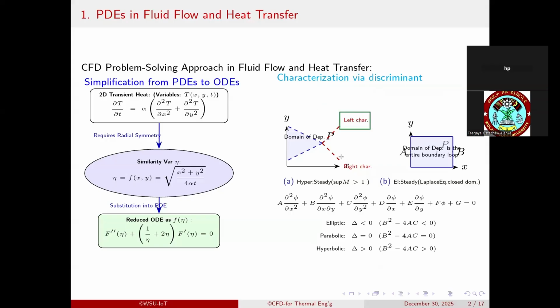Characteristics are the locus of discontinuities along real curves within the solution domain, where the second derivatives are discontinuous. These represent flow conditions such as shock waves in supersonic flows.